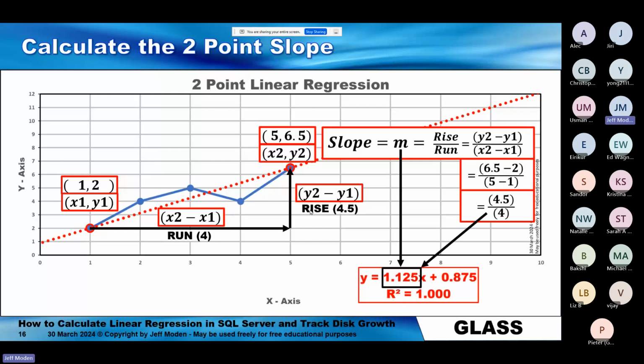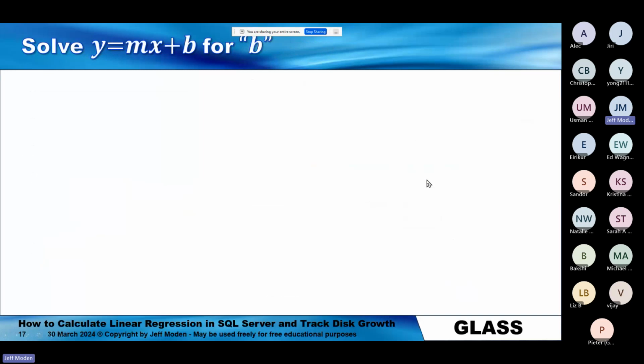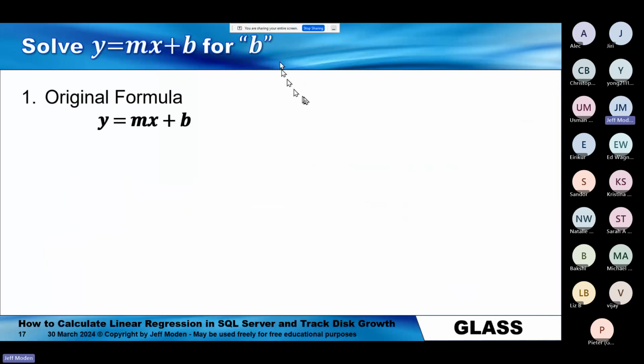Any questions here? All righty, let's continue on. Now, one of the things that we have to do is search for B, which is the y-intercept. And there's a reason for that.